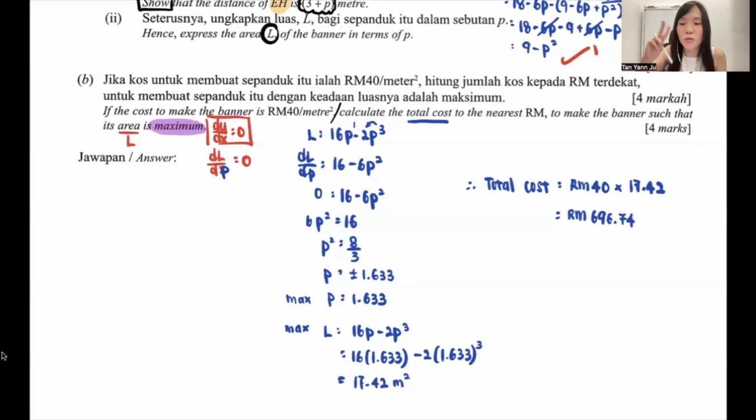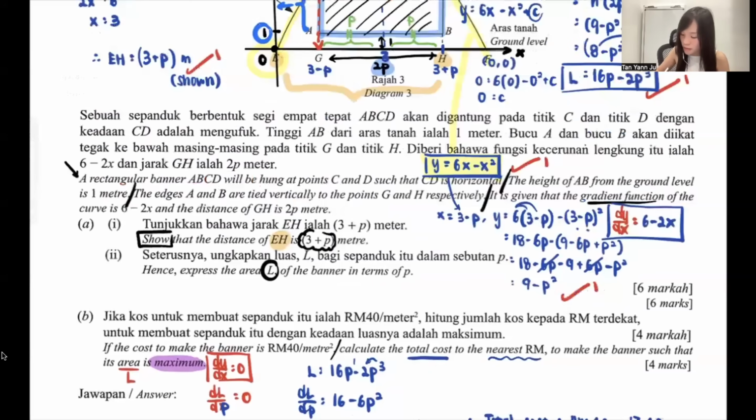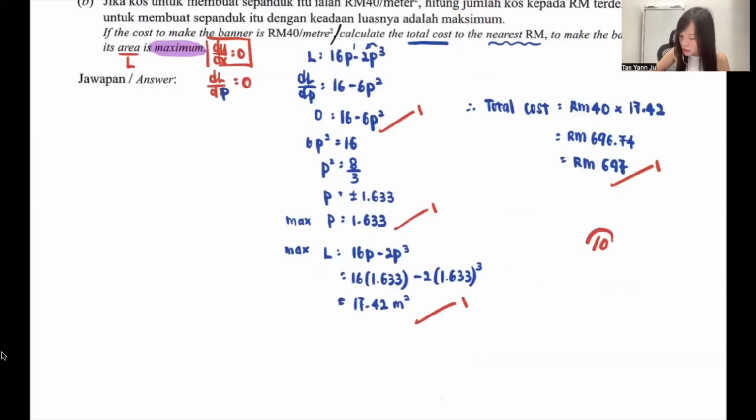Now, my dear, money only has 2 decimal places, but please don't stop there because the question says nearest RM. Nearest RM, that means no cent. So 0.74 will round up. It's only 697 ringgit. There you go, another 4 marks. Here, getting 1.633, 1 mark. This answer, getting 697, 1 mark, another 4 marks. 4 marks plus the top, another 6 marks. Wow, this question is worth 10.